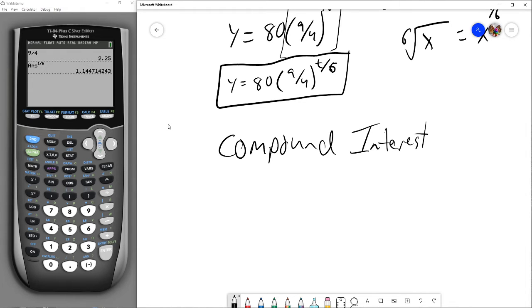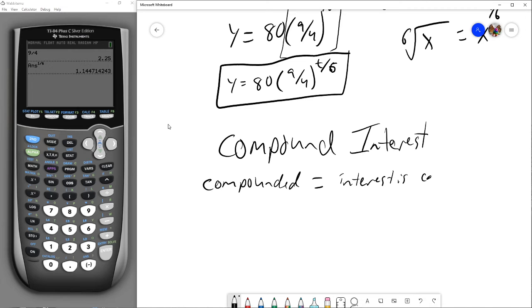Alright. So if we think of a bank account that gives you interest, say it's compounded monthly, let's define what this means, compounded. Compound means the interest is calculated. You're getting paid from the bank for having your money in the account, so life is good.